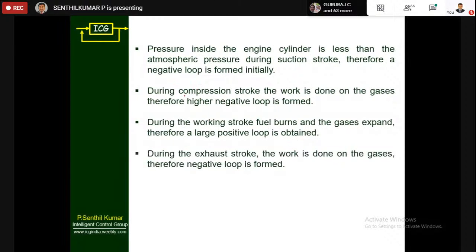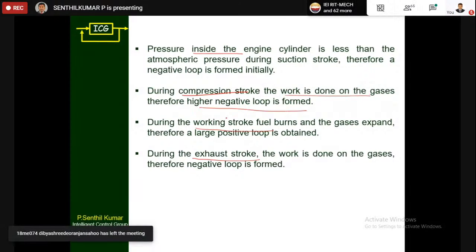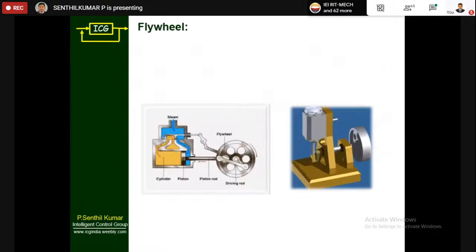What will happen during the compression stroke? What will happen during the working stroke? Or what will happen during the exhaust stroke? They will ask that. Or sometimes they will ask about the work done on the gases: identify the stroke in which work is done on the gas. Therefore, a negative loop is formed, so the answer is the compression stroke. They can ask some questions like that. So this is flywheel.